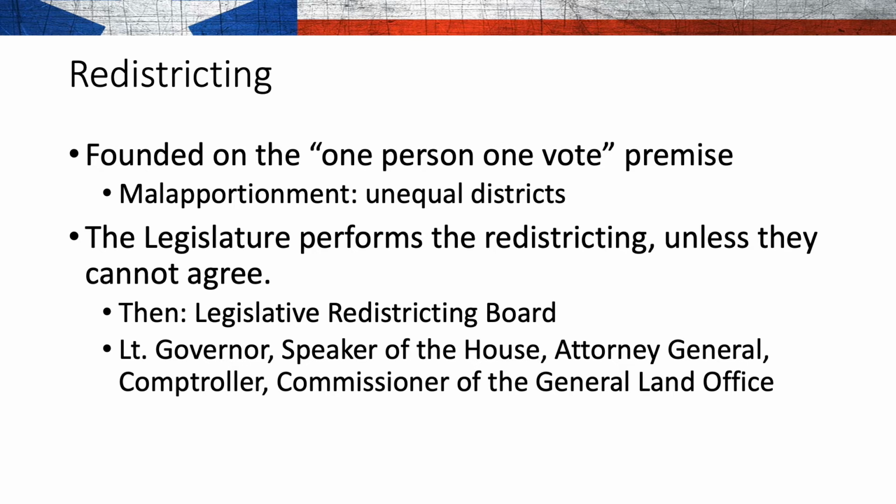The legislature is the one who performs the redistricting after the census, unless they can't agree. If they can't agree, then there is a Legislative Redistricting Board. That is the lieutenant governor, the speaker of the House, the attorney general, the controller, and the commissioner of the General Land Office. They get together and they perform the redistricting.